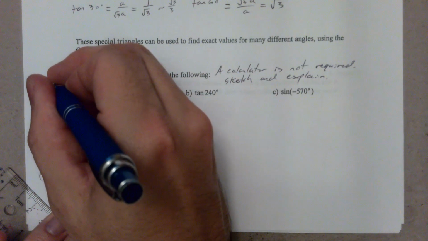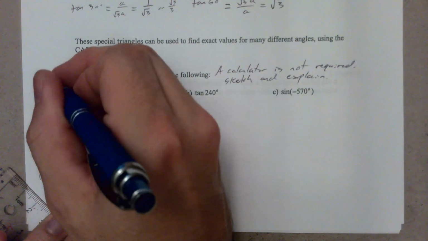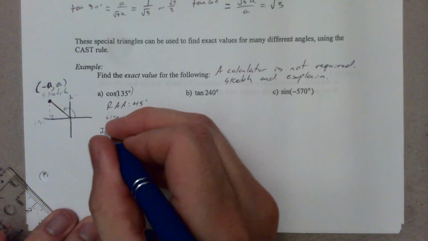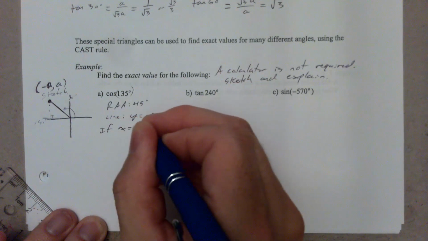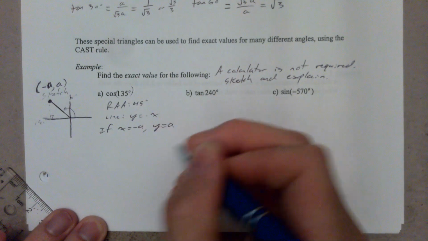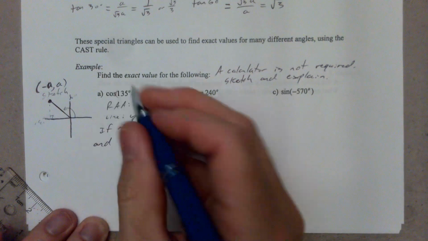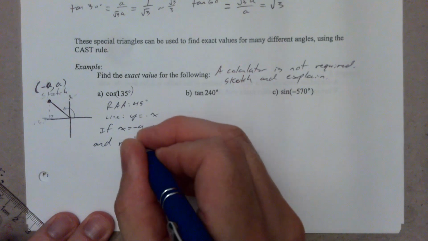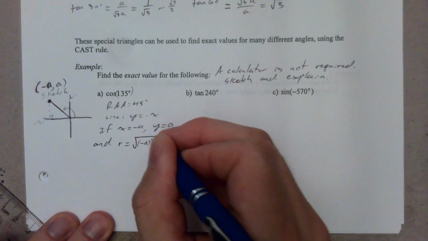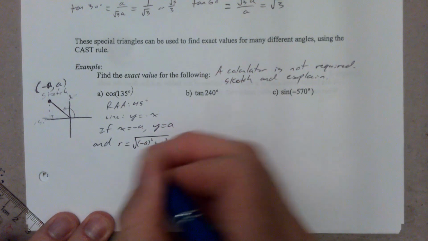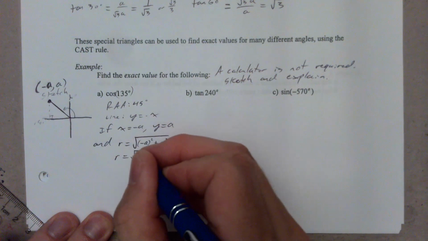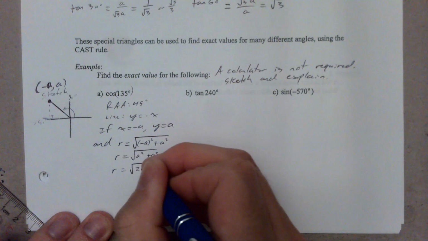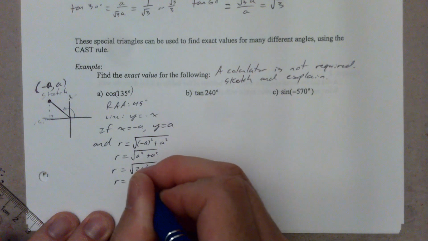No, I always want to use ratios. I'm going to go back a, up a. So if x is negative a, that means that y is going to be positive a. And to get the cosine ratio, I'm going to need my r value. My r value is going to be the positive root of the sum of the squares of x and y. That's going to be the square root of a squared plus a squared, which is the square root of 2a squared, which is the square root of 2 times a.